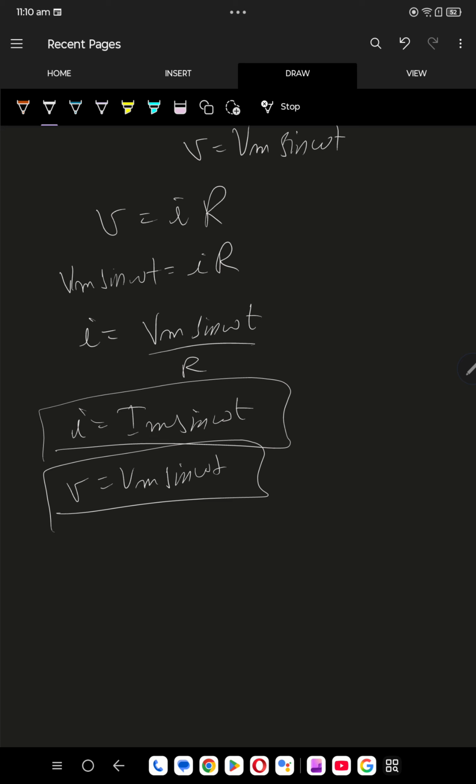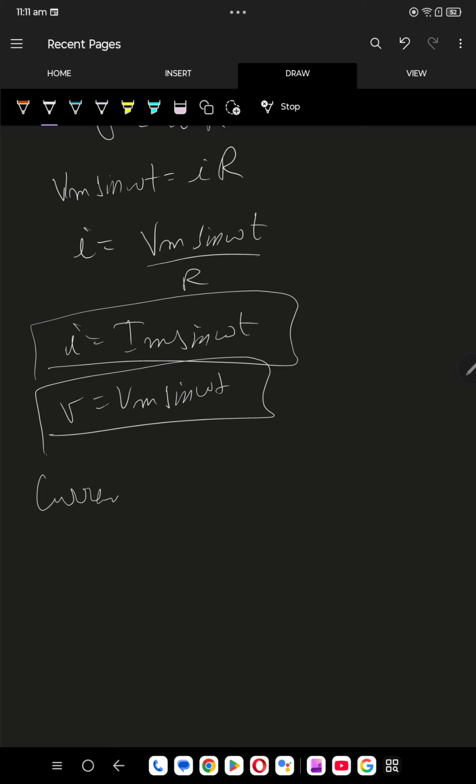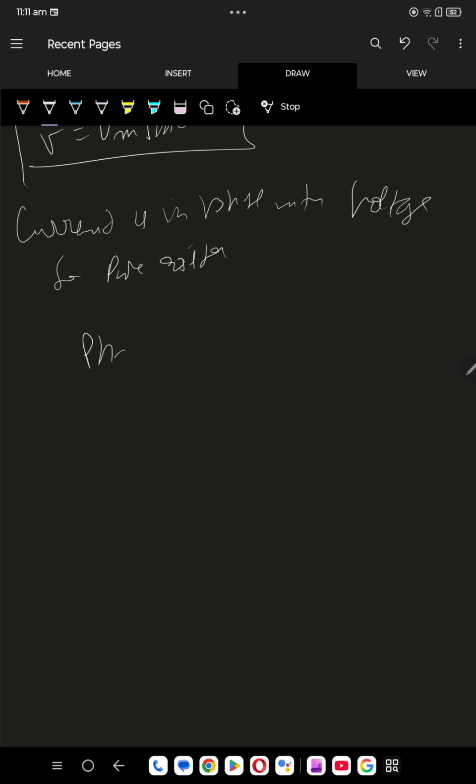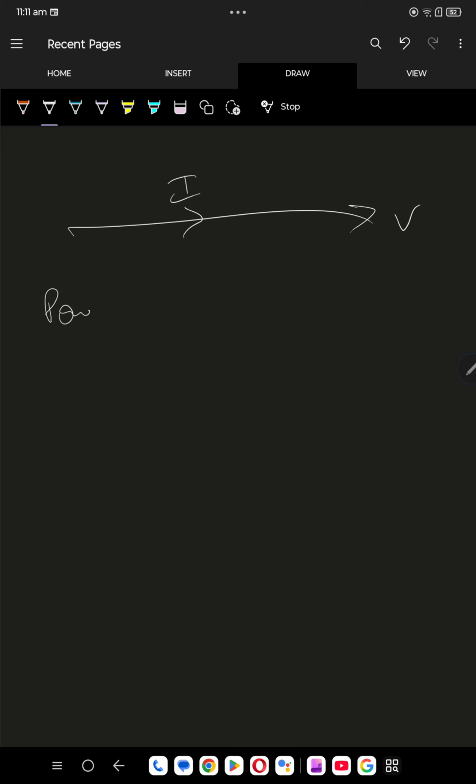There's no phase difference. Current is in phase with voltage. If there's no phase difference, what do we say? Current is in phase with voltage for a pure resistor. Now coming to the phasor diagram. Just now we saw that there's no phase difference. Let me first derive the power equation, the instantaneous power, then I'll draw the waveform, so then it'll make more sense.